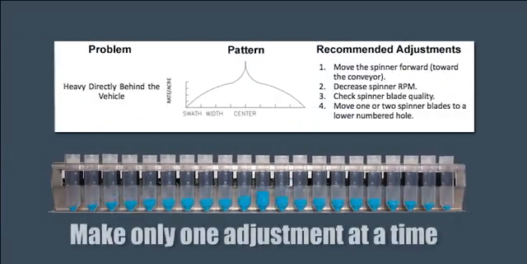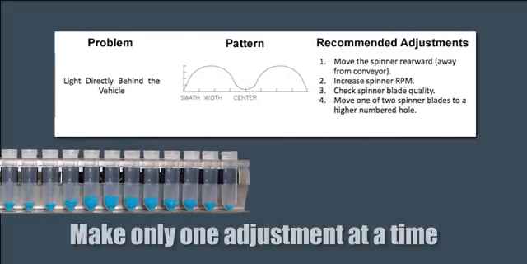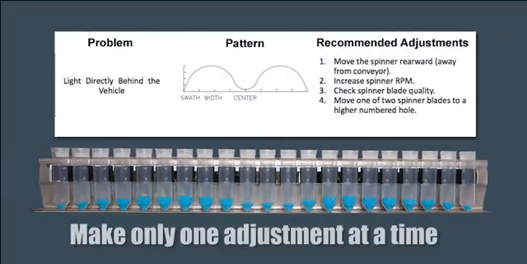Identifying spread pattern results and proper adjustments. This spread pattern represents a pattern that is high in the center. For this type of pattern, it is recommended to move the spinner assembly forward until a desirable spread pattern is attained. This spread pattern represents a pattern that is low in the center. For this type of pattern, it is recommended to move the spinner assembly rearward until a desirable spread pattern is attained.